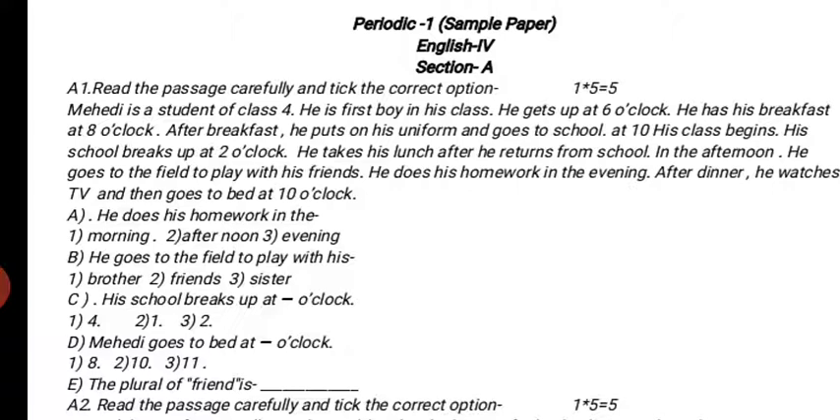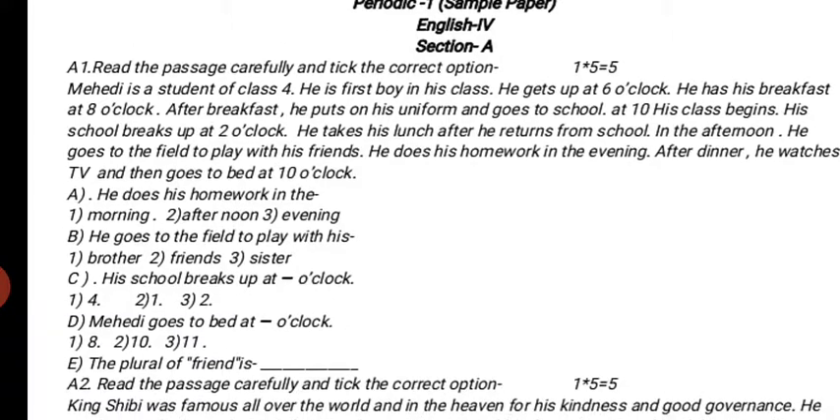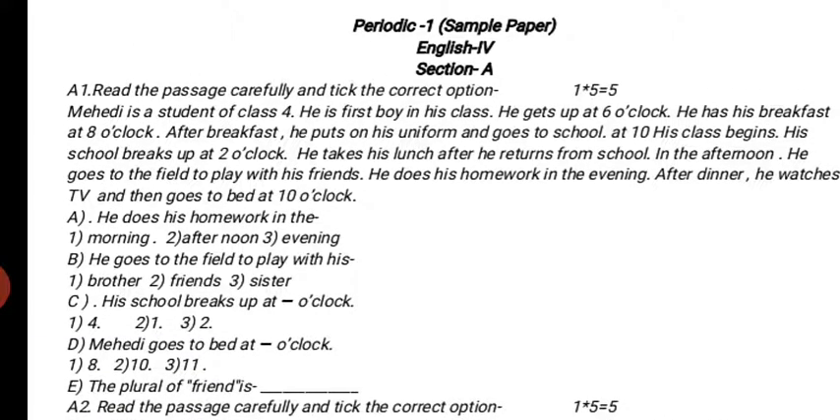Section A contains your reading section, section B is your writing, C contains the grammar and D is having your literature. So first of all we will start with section A, that is the unseen one. Here read the passage carefully and tick the correct option. So I am going to read the passage. Okay, so listen to it carefully.